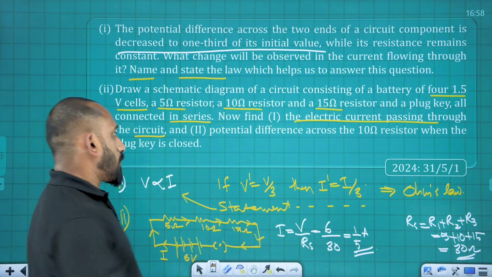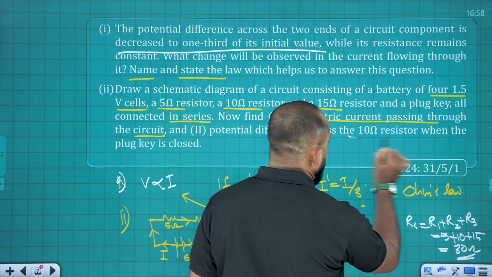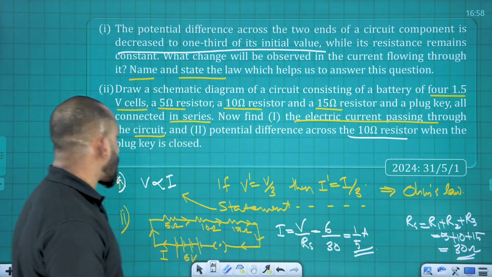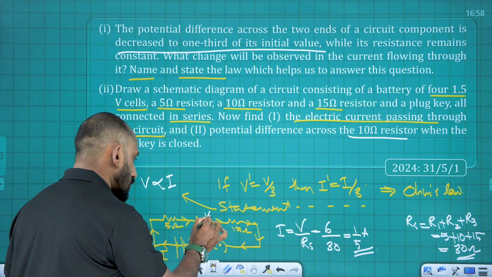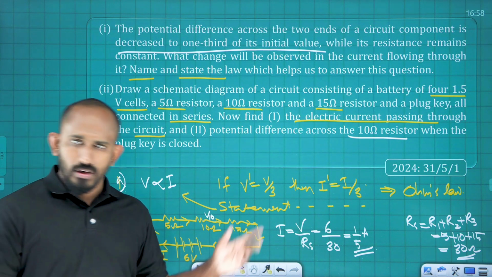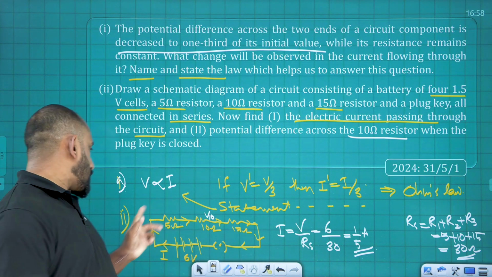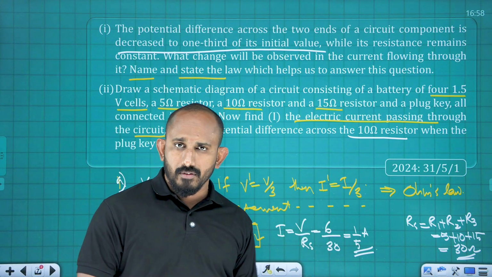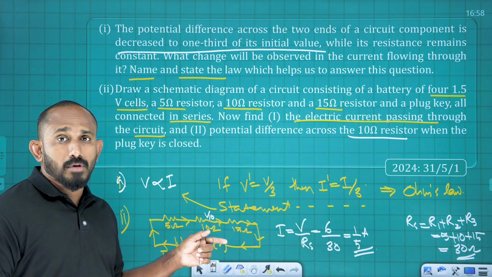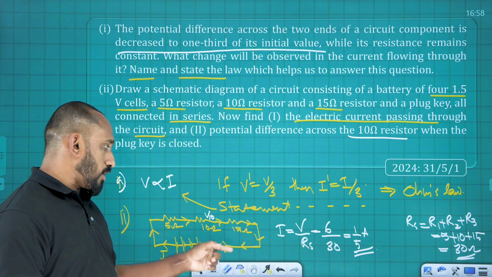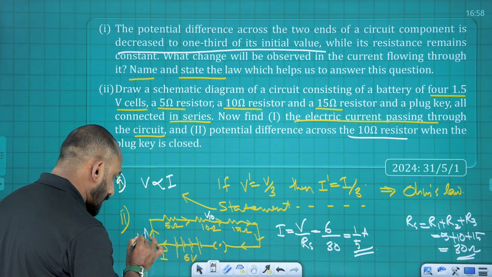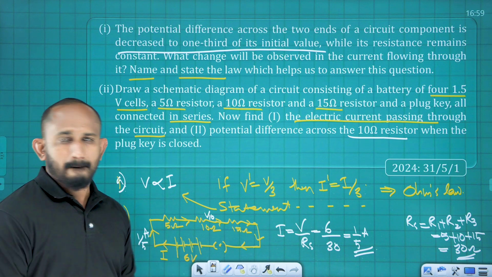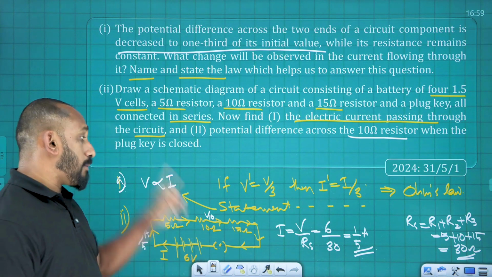Next question. The potential difference across the 10 ohm resistor when the plug key is closed. So across 10 ohm, what is the voltage? V10 you have to find out. Voltage V is equal to I into R. How much is the current passing? I is how much? 1 by 5 ampere we got. The same 1 by 5 ampere passes through the 5 ohm, 10 ohm and 15 ohm. So here 1 by 5 ampere current is passing through it. So here about the 10 ohm it is.